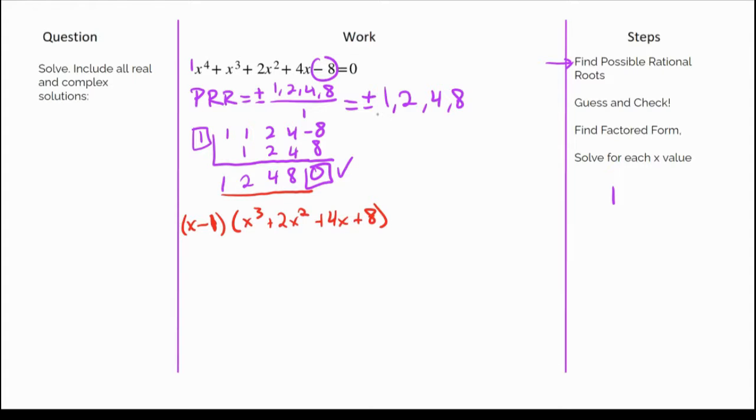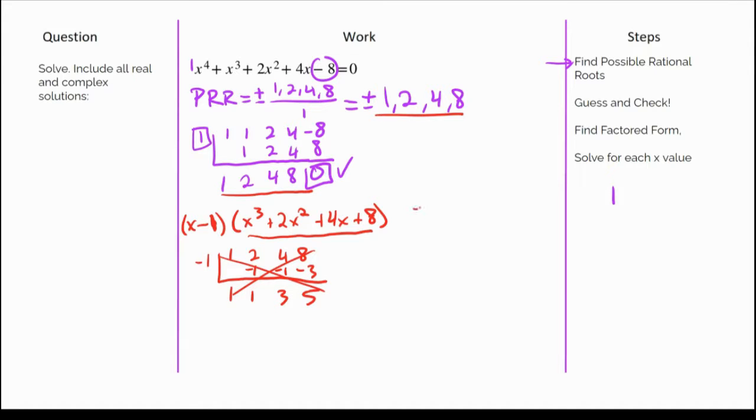I'm going to keep trying these rational roots here to plug into now my smaller equation, because it'll make it a little bit easier. So I'll next move on to negative 1 here. Coefficients 1, 2, 4, and 8. Bring down the 1, multiply, add, multiply, add, multiply, and add. Okay, not a root because I don't get a remainder of 0.